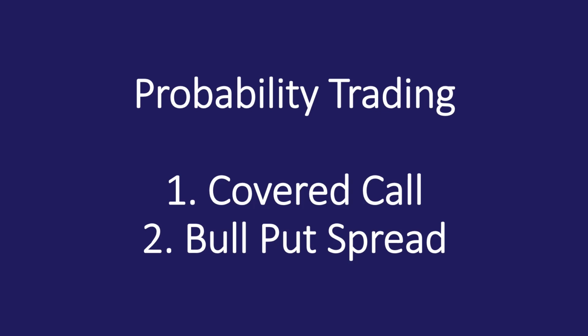Now, the next two trades I want to cover are what I like to call probability trading. This is number one, the covered call, and then number two, the bull put spread. Now, the covered call involves stock purchasing, whereas the bull put spread is solely an options trade.